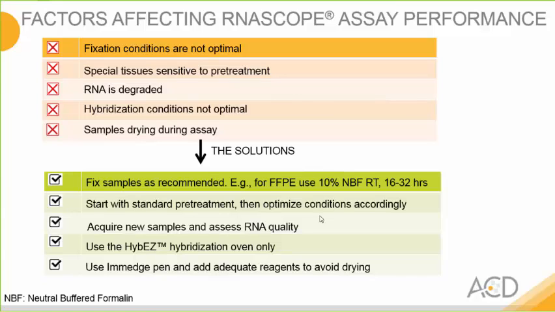Some other commonly seen problems are weak signals due to RNA degradation, also high background due to sample drying out, and hybridization conditions not optimal. So we highly recommend using the barrier pen and the HybEZ oven.